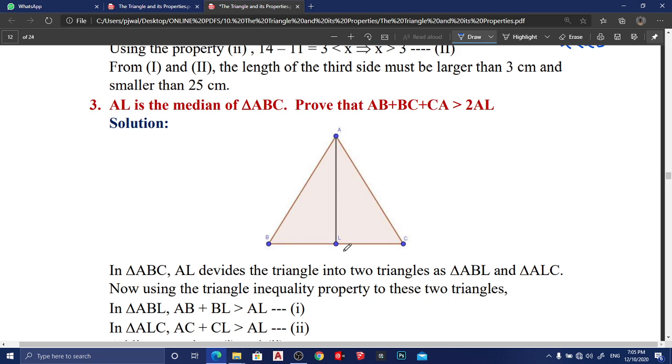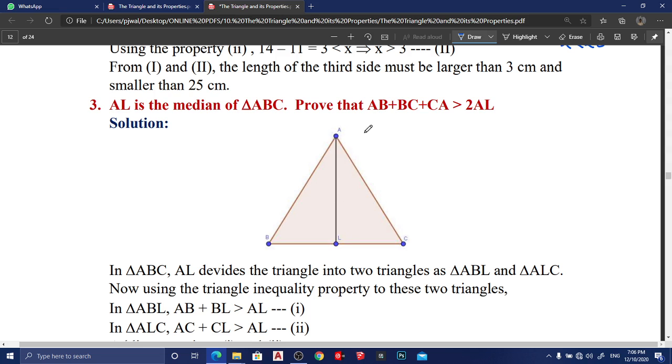AL is the median. Now prove that AB plus BC plus CA is greater than 2 times the length of this median. That is, the perimeter of this triangle is greater than 2 times the length of this median. You have to prove that.